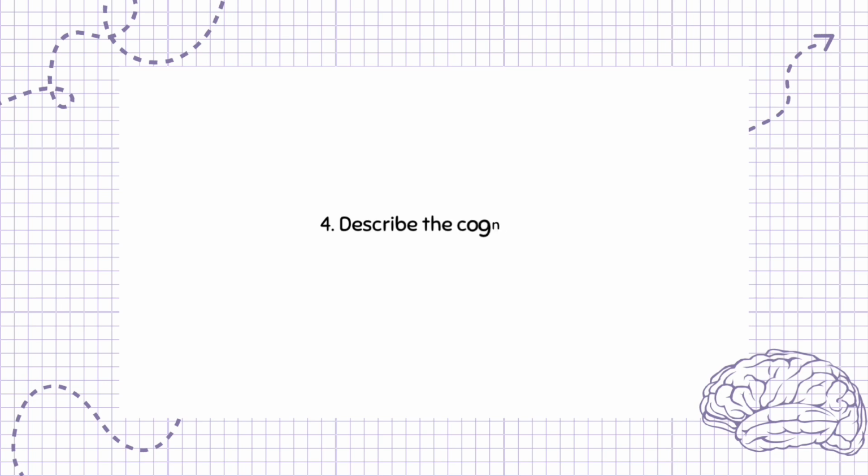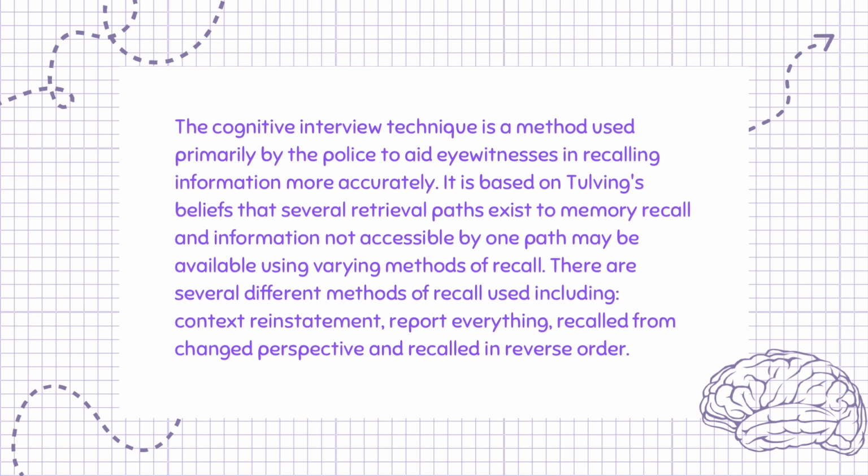Question 4. Describe the cognitive interview. 6 marks. The cognitive interview technique is a method used primarily by the police to aid eyewitnesses in recalling information more accurately. It is based on Tulving's beliefs that several retrieval paths exist to memory recall and information not accessible by one path may be available using varying methods of recall. There are several different methods of recall used including context reinstatement, report everything, recall from changed perspective and recall in reverse order.